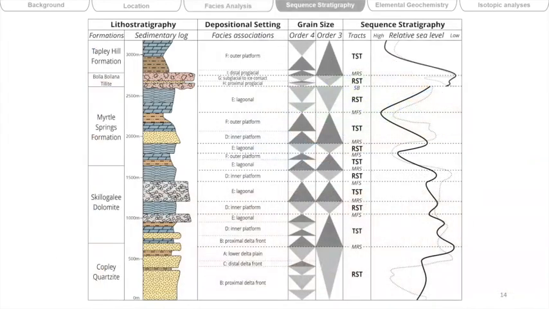This is an overview of our sequence stratigraphy. Here we have our simplified log on the left, and our key facies associations. These lighter triangles represent regressive systems, and the darker grey represent transgressive systems. We have here in the dotted lines our different sequence boundaries, which coincide with changes in relative sea level.